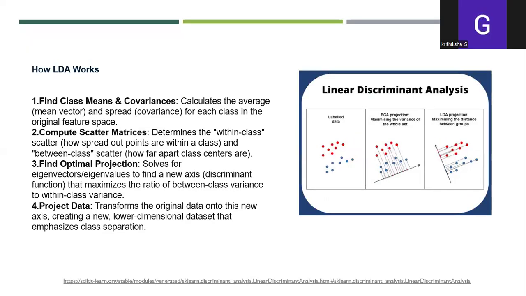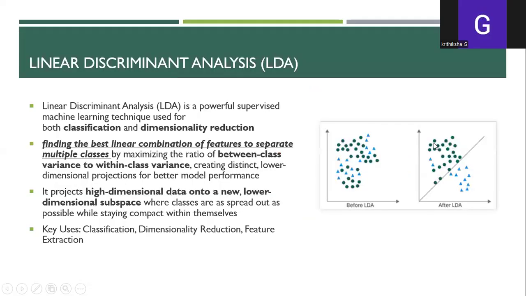First, it will find the mean and the covariance. Meaning for each class, it will find the average, and it will find how far the classes are spread out in the graph. Secondly, it will compute the within-class and the between-class scatter. Within the particular class, how far the points are. For example, within the circle class, how far the points are from each other. That will be calculated, that is within class.